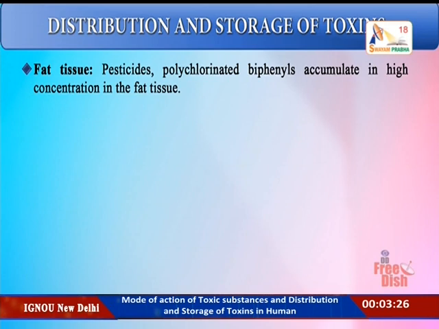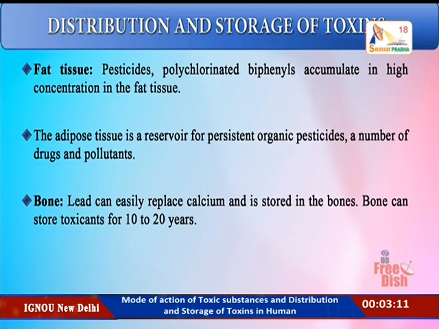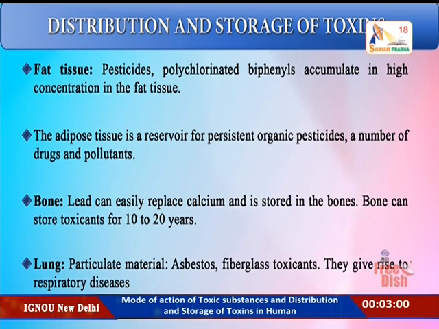Fat tissues. So we have the pesticides and chlorinated biphenyls that accumulate in high concentration in the fat tissue, that is the adipose tissue. This is a reservoir for persistent organic pesticides. A number of drugs and pollutants can be stored here. Bone. So lead can easily replace calcium and it can be stored in the bones. And here again the bone can store the toxicants for 10 or even up to 20 years. Lung. Particulate material like asbestos and fiberglass toxicants can be stored in the lung, and they can give rise to several respiratory diseases and scarring of the lung tissues.